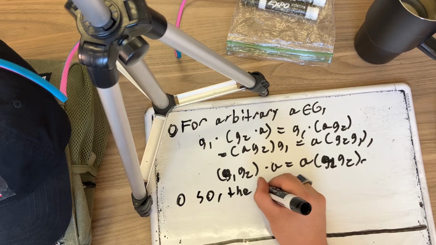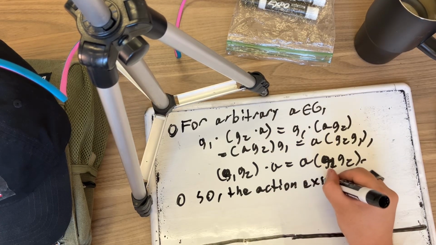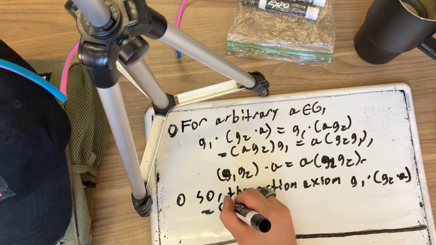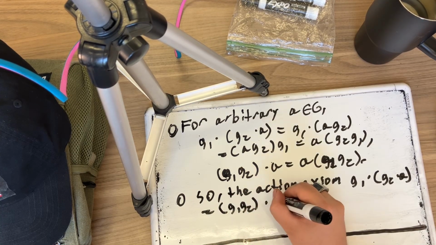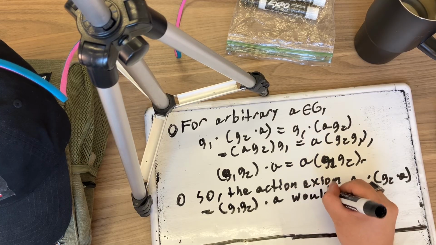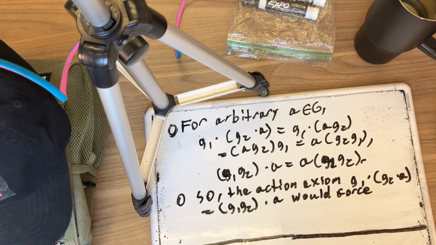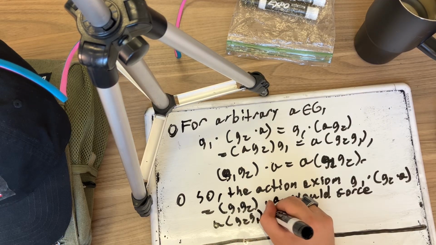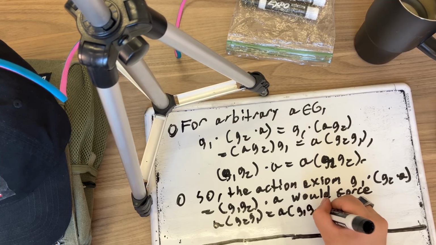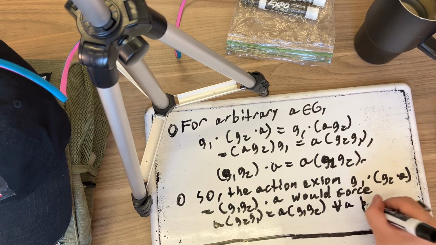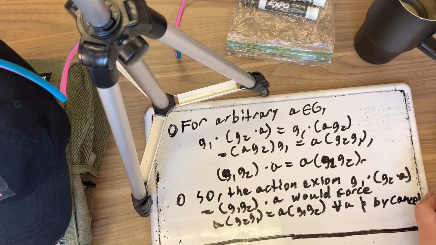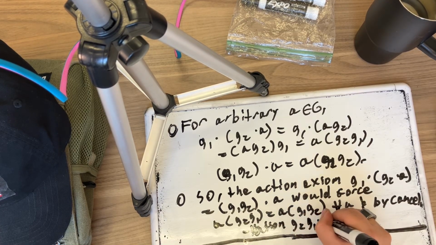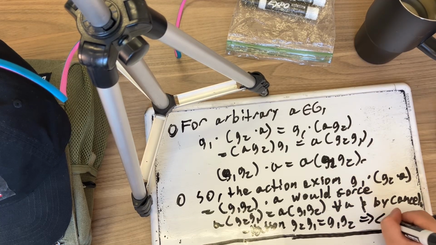So the action axiom here, G sub 1 dot (G sub 2 dot A) equal to (G sub 1 G sub 2) dot A, would force A (G sub 2 G sub 1) equal to A (G sub 1 G sub 2) for all A, and by cancellation G sub 2 G sub 1 equals G sub 1 G sub 2, which is a contradiction.